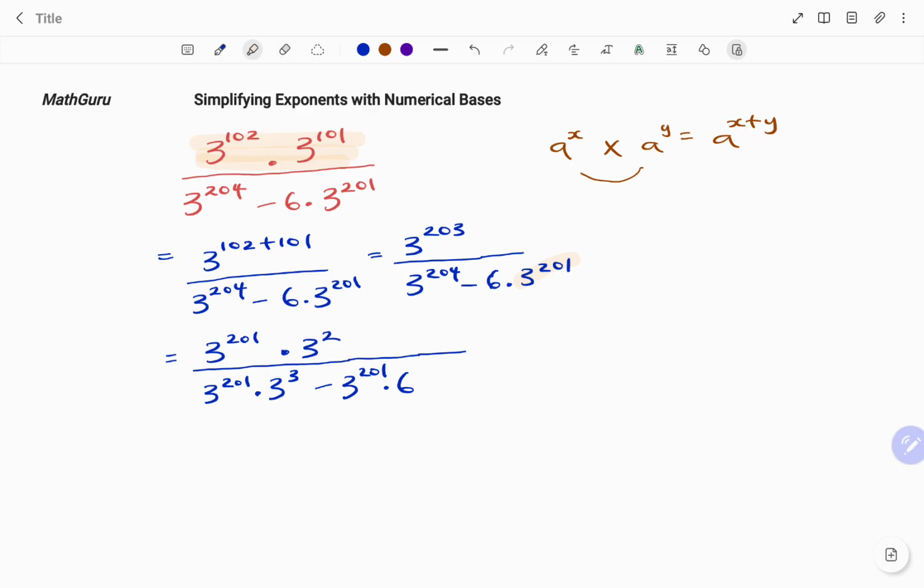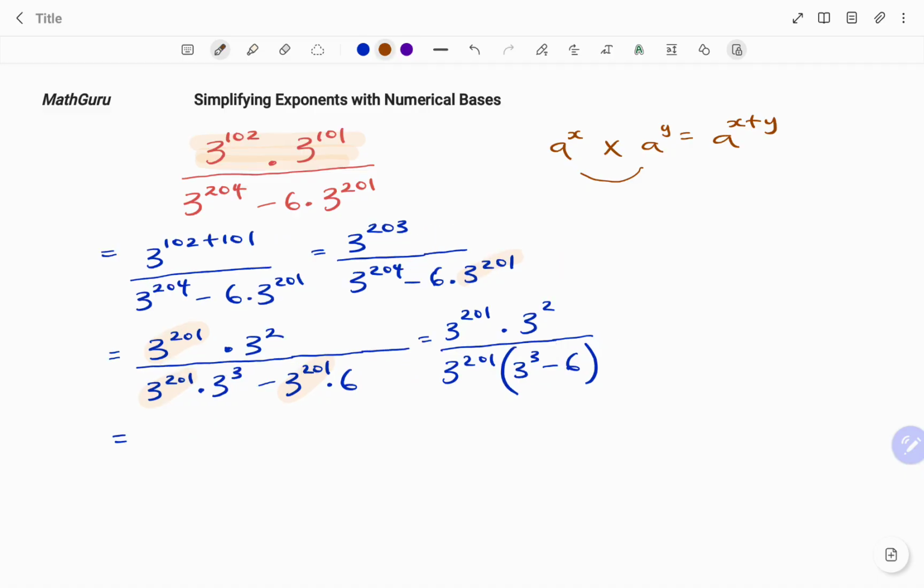So therefore, if I highlight my common terms at the top and at the bottom, and I factor that out, I have 3 to the power of 201 times 3 squared divided by 3 to the power of 201. I'm going to factor that out. I'm left with 3 to the power of 3 minus 6. The next step, I have 3 to the power of 201 dividing each other.